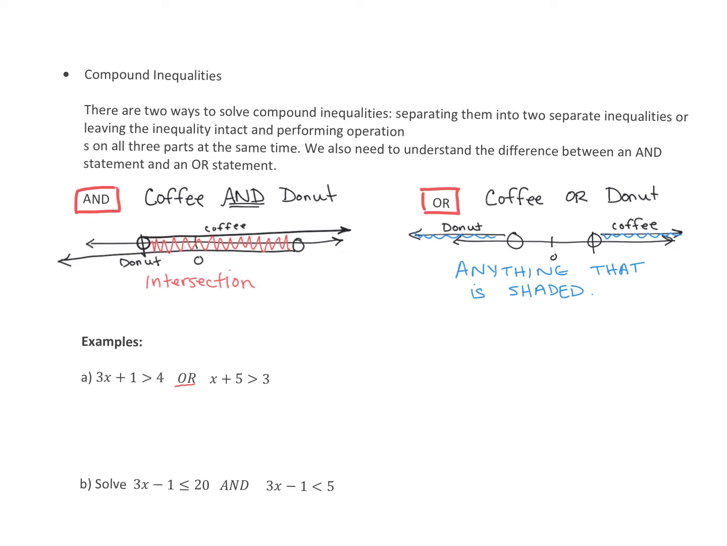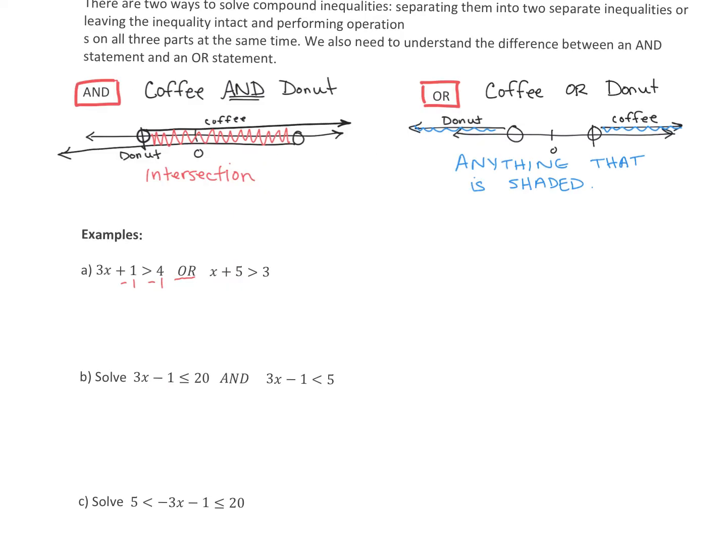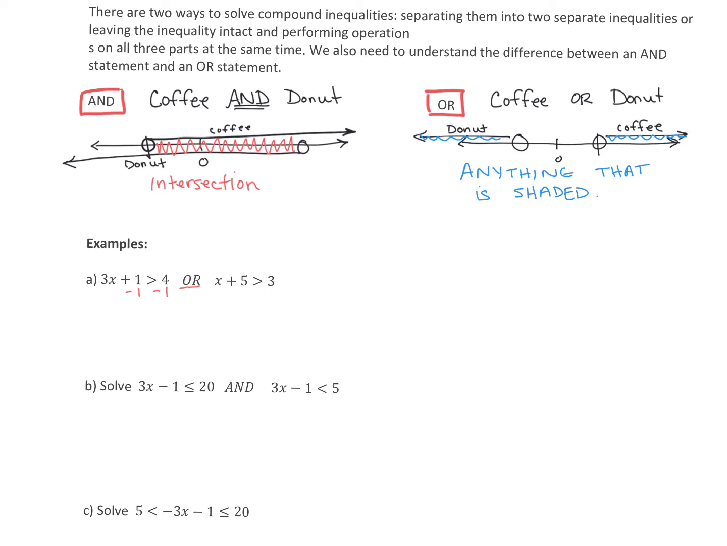We'll take a look at this one first, just solving the linear inequality. When we subtract 1, we get 3x greater than 3, and dividing by 3, x is greater than 1. On the number line, that's going to be here, greater than 1, open circle shaded to the right. This is like getting my coffee.